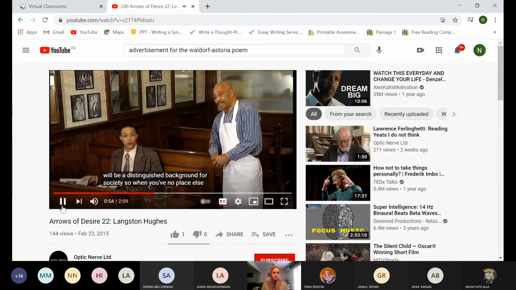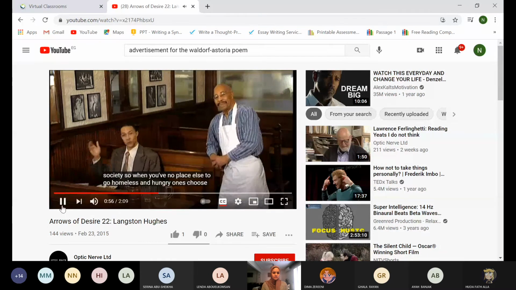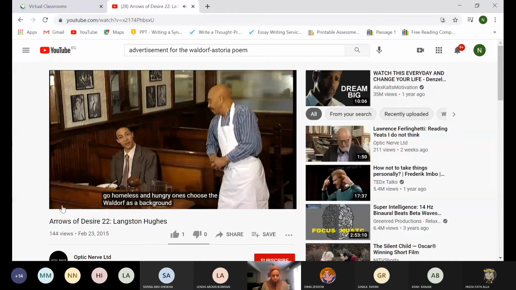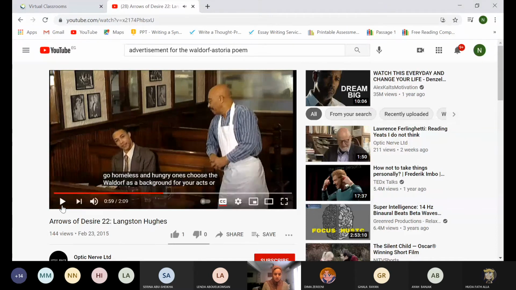So, when you've no place else to go, homeless and hungry ones, choose the Waldorf Astoria. They are hungry, they have no place to go because they do not even have $1, and they see this advertisement. How would they be feeling about this advertisement? Choose the Waldorf as a background for your rags.